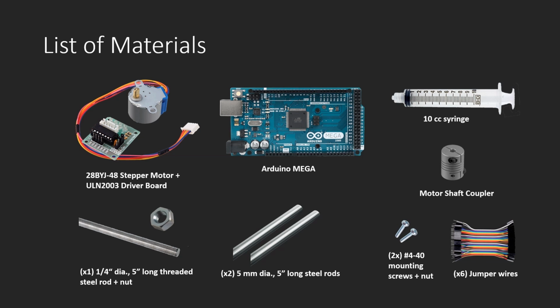The syringe I'll be using is a 10cc or 10 milliliter syringe. For the structural parts, I'm using a 1/4 inch diameter, 5 inch long threaded rod, two 5mm rods of the same length, a couple mounting screws to hold the motor in place, and a cylindrical coupler to connect the motor shaft to the threaded rod. You're also gonna need 6 jumper wires to make the connections.